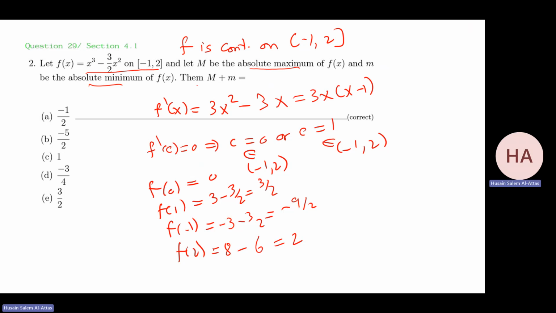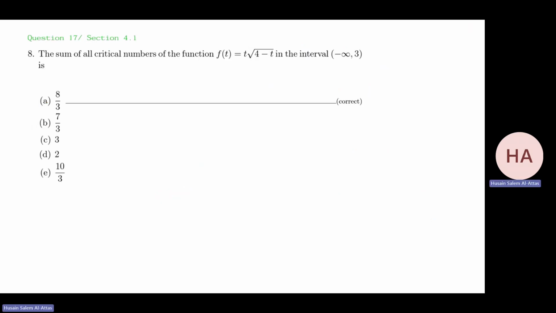Minus 1, minus 3. This is minus 1. Who cares? Minus 1. So that will be minus 5 over 2. F of minus 1 cubed is minus 1. So this is the absolute minimum. This is small m, they call it absolute minimum. And this is capital M. So capital plus small, 2 minus 5 over 2, that is minus half, which is this one.